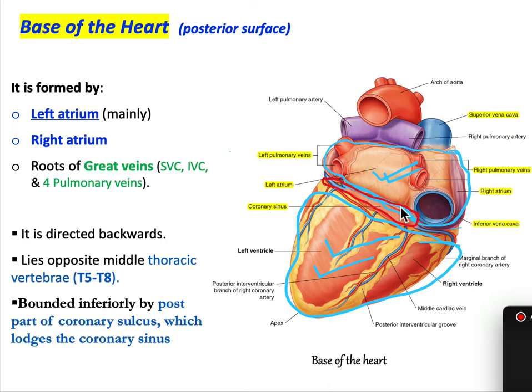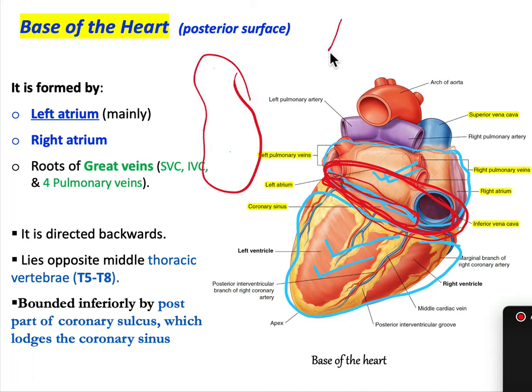But why is it called the coronary sulcus? First of all, it encircles the whole top of the heart. Now, let us imagine that this is a queen. I'm not good at drawing. So let us draw a crown here. This is the crown at the top of the queen. So it encircles the upper top of the heart.